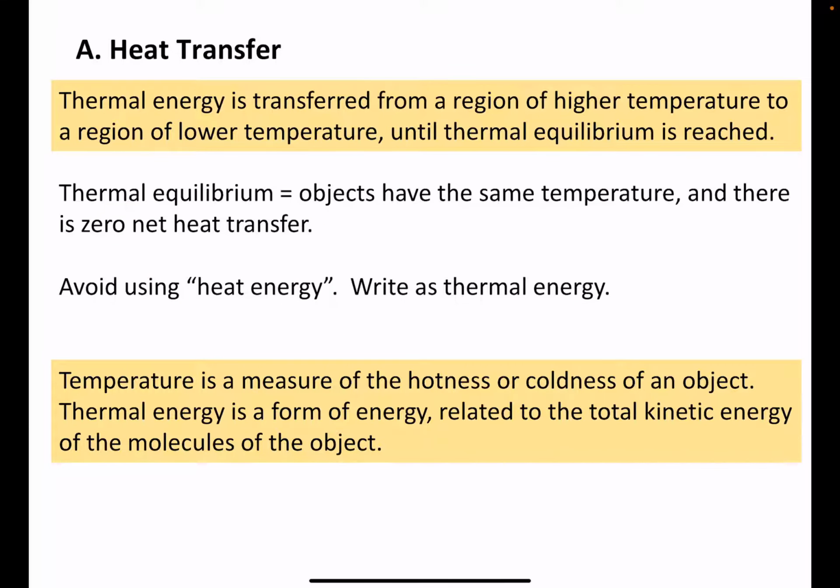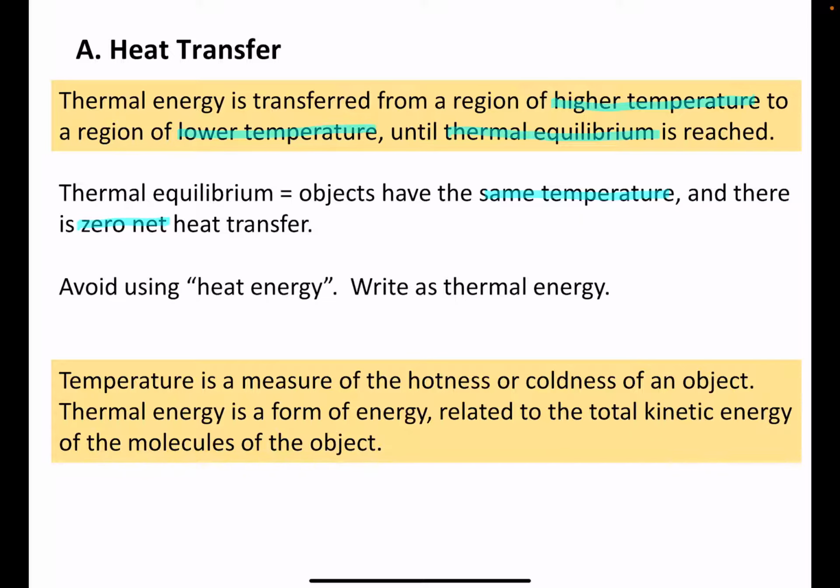So what is heat transfer? Heat is transferred, or thermal energy is transferred from a region of higher temperature to a region of lower temperature until thermal equilibrium is reached. And at thermal equilibrium, the objects have the same temperature, and therefore there is zero net heat transfer.